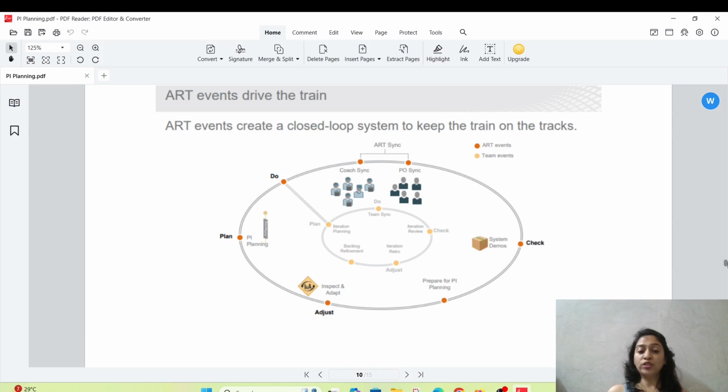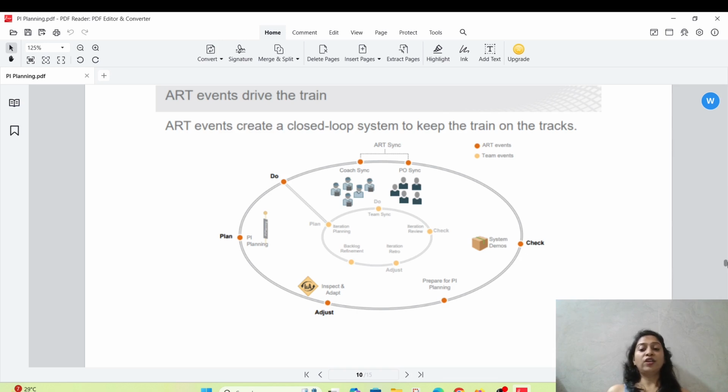In the do step, you can see the plan: ART sync, coach sync, PO sync, where PO is product owner and coach means scrum master, and so on. This is ART synchronization. ART events and the team events, you can see in the inner circle: iteration planning, team synchronization, then the review and retrospective, and those things. The outer circle is the ART event.